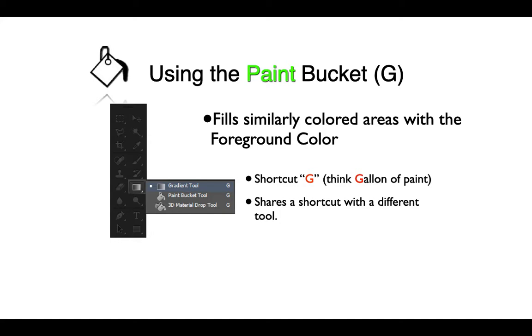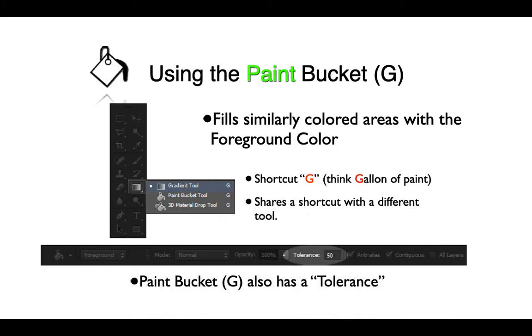So if you're ever looking for the little thing that looks like a paint bucket, but you can't find it in your toolbox, take a look for the gradient tool, and it might be underneath there. So you just left click, hold it down, it'll bring up all of the options here, and then paint bucket will be one of them, and you can just get to that. Paint bucket also has a tolerance, since it is dealing with color, so you can change how strong you want the paint bucket to dump color onto this area, or how much area, or how little area.